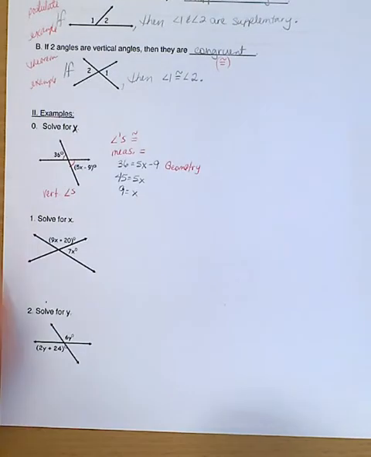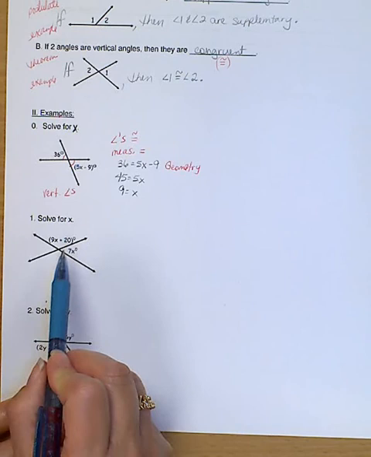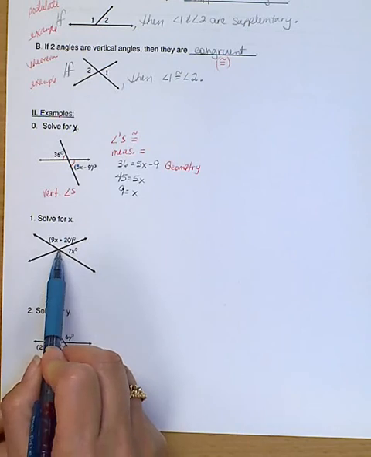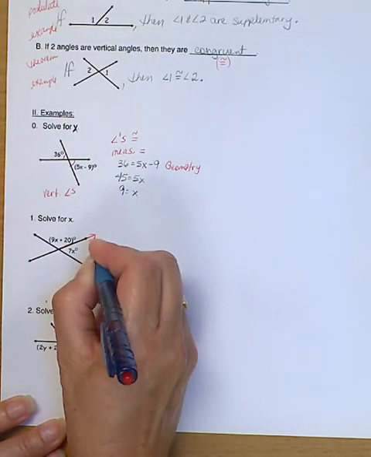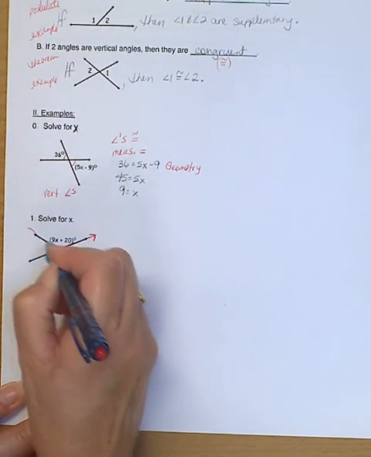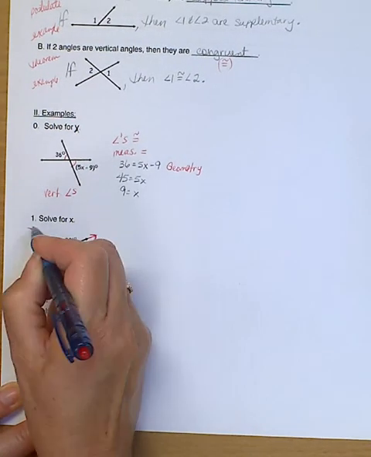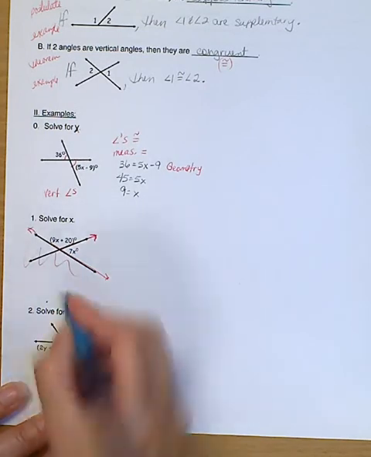It says solve for x. So is this vertical angles or a linear pair? Are they adjacent? Yes, they are. They share this side right here. Are the sides that are not shared making a line? Yes, they are. So we don't really care about this part of the diagram. So they are a linear pair.